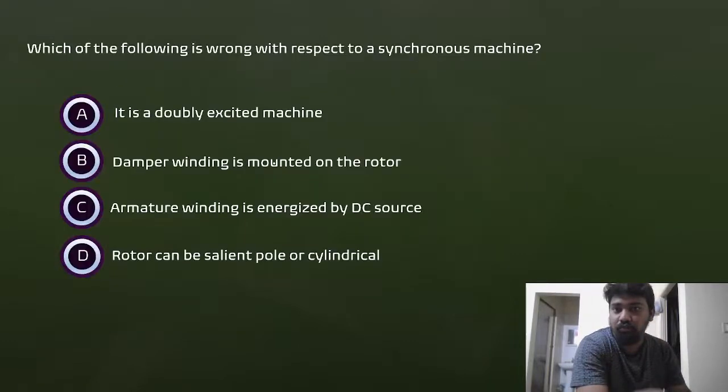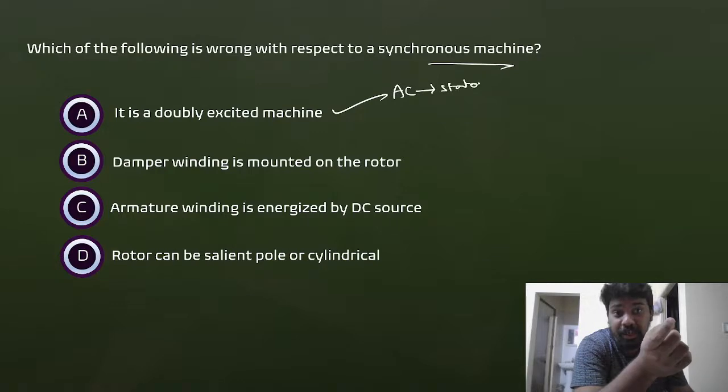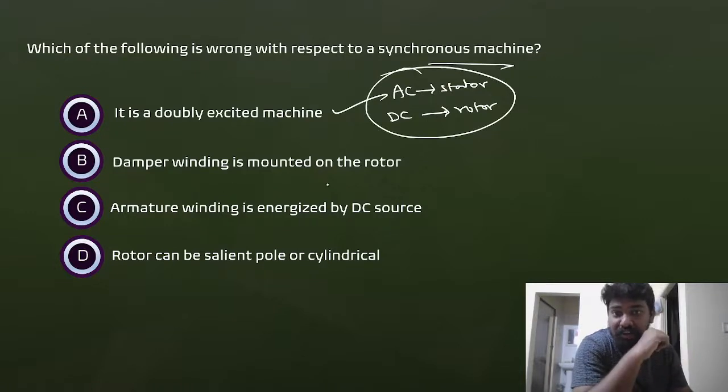Fine. Now, which of the following is wrong with respect to a synchronous machine? Okay, synchronous machine. It is a doubly excited machine. It is doubly excited because the stator needs separate AC excitation: the stator needs AC excitation and the rotor needs DC excitation. So doubly excited. Damper winding is mounted on the rotor. Correct. Obviously right. Damper winding is mounted on the rotor itself.